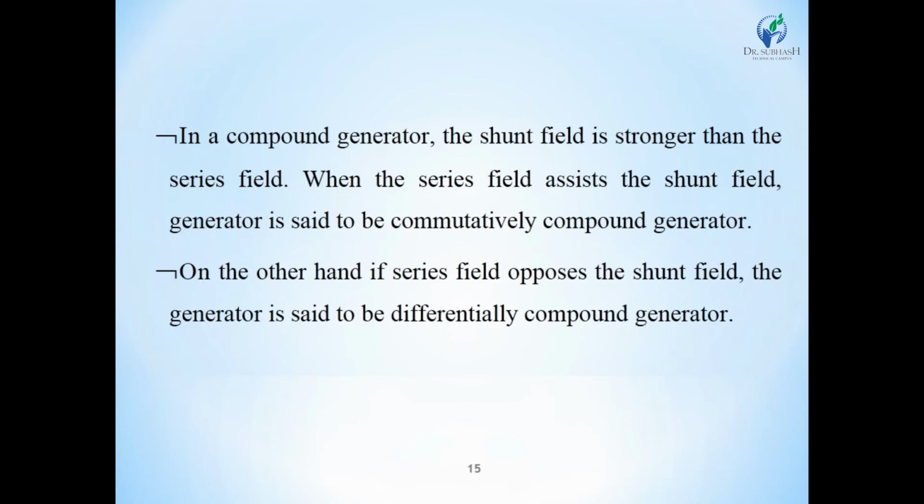We know that in the compound generator, the shunt field is stronger than the series field. When the series field assists the shunt field, the generator is said to be a cumulative compound generator. On the other hand, if the series field opposes the shunt field, the generator is said to be a differentially compound generator. So friends, here is the classification of DC generators.